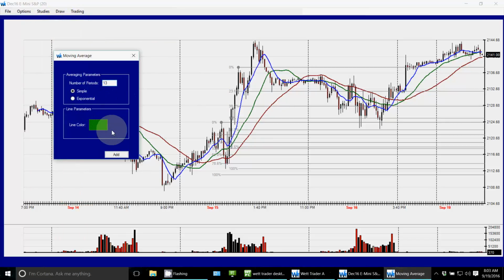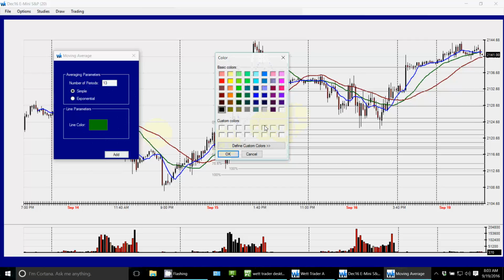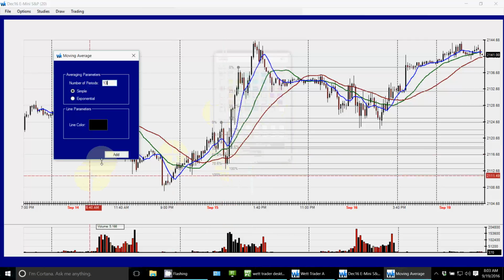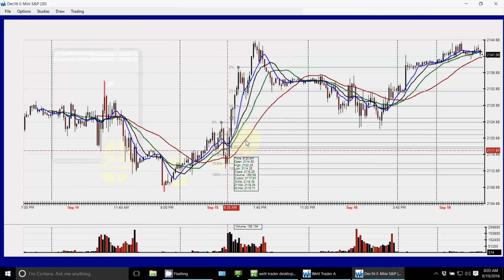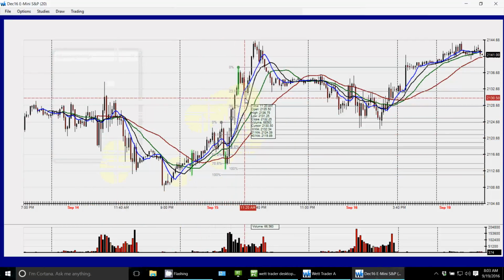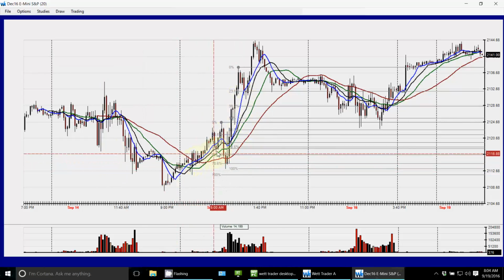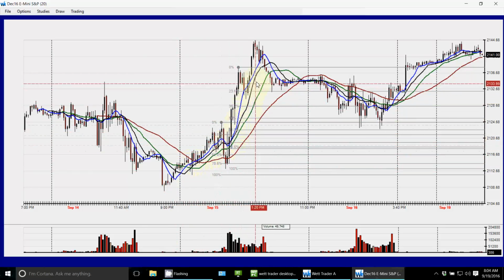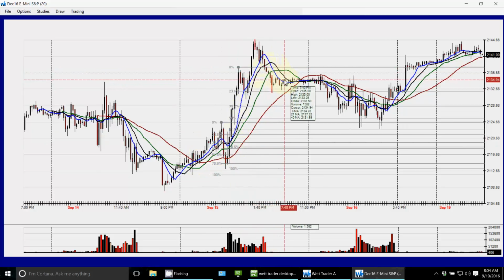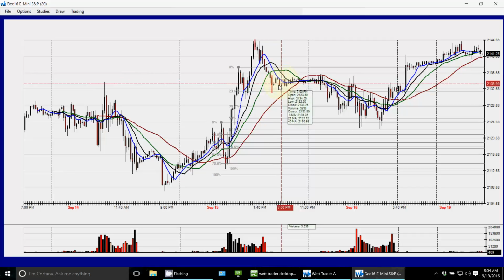This is how easy it is, folks. I want to change my color a little different, because I want to make sure I don't use a color that's already being used. You see that? So it's a much cleaner line, as you can see. It never crosses the 21. So then when this moving average would come here, it would look to sell. And it does it automatically.